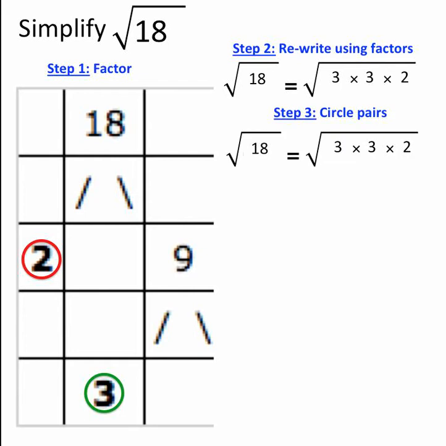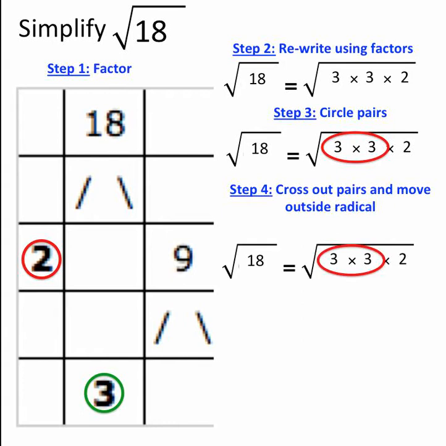My next step is to circle any like pairs I see. And I see right here I have a pair of 3's, so I'm going to circle those. My next step is to cross out the pairs and move them outside the radical. So there's my expression. I'm going to cross out those 3's and move that 3 outside the radical.